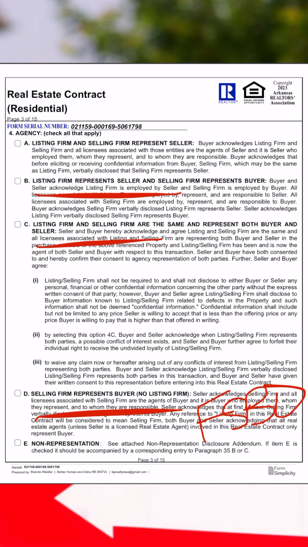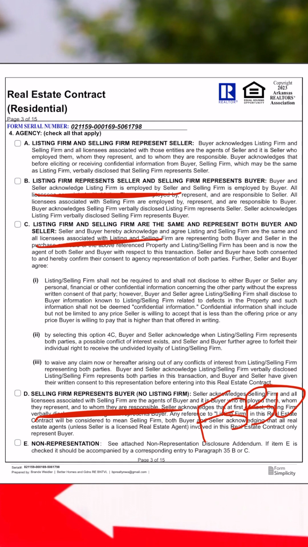And then finally, number D, selling firm represents the buyer and there's no listing firm. This is an example where a buyer agent has a client that wants to purchase a home that is listed for sale by owner.